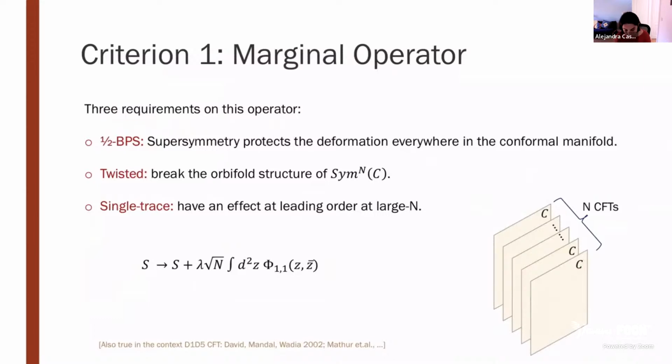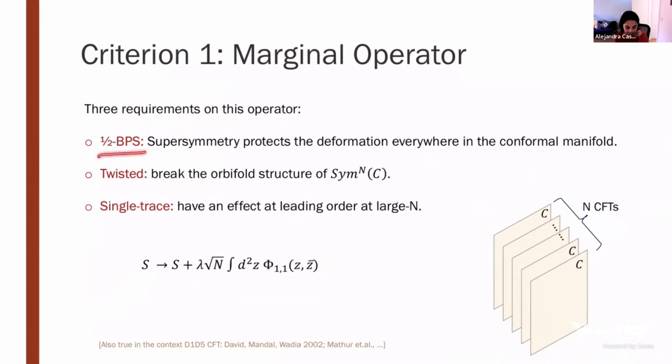That's not what we're interested in. You can also have deformations that will be in the untwisted sector. I'm also not interested in that. What I'm interested in is a marginal deformation that complies with these three properties. So the first one is that it's half BPS. Okay. Why do I care about this?